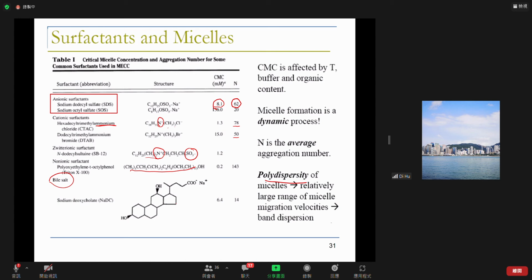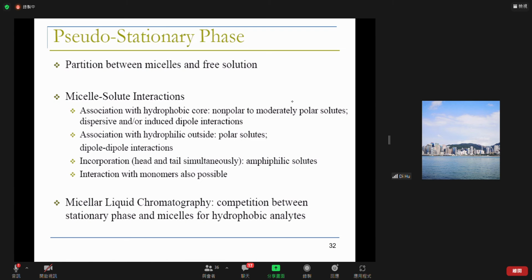Okay, and the micelle formation is a dynamic process. As we say, N is the average aggregation number. The critical micelle concentration is influenced by organic content, temperature, buffer, and so on. It's polydispersed. But why can the micelle do the separation? The separation mechanism is different, and we'll talk about that in detail.